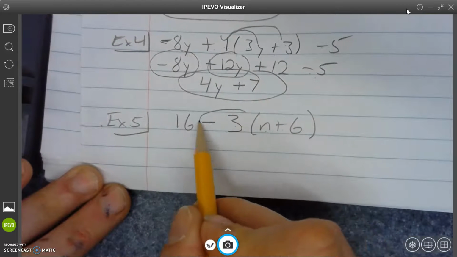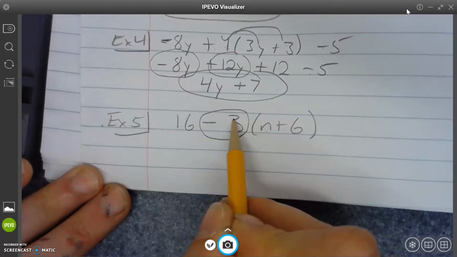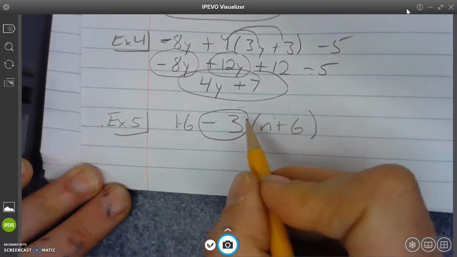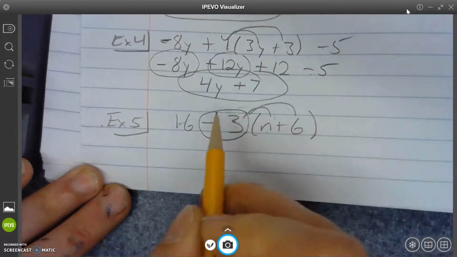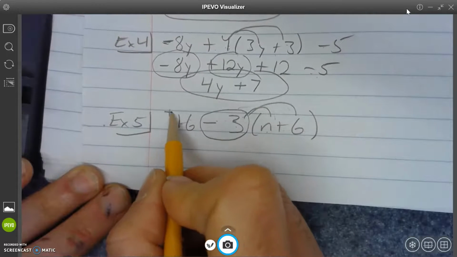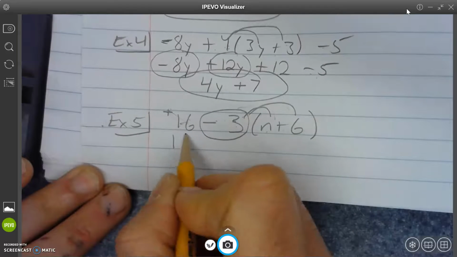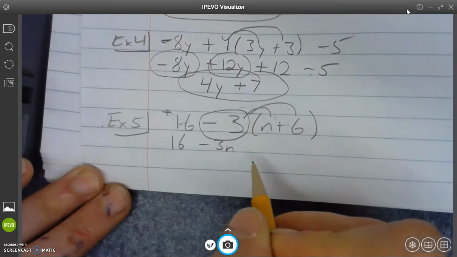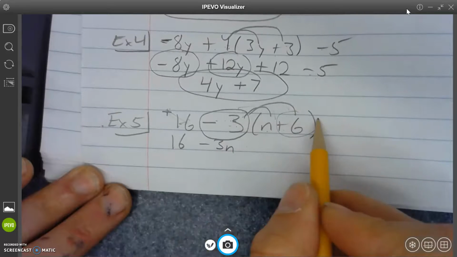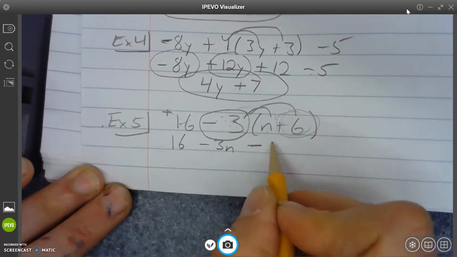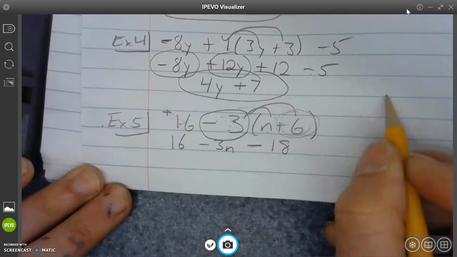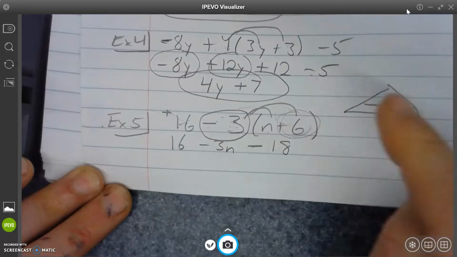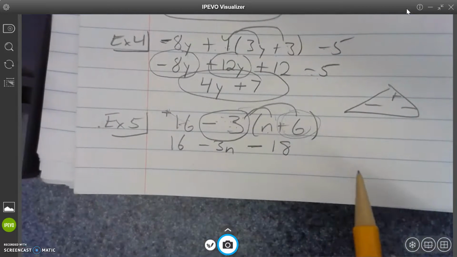So the key thing with this is you have to distribute the negative 3, not really just 3. And we don't subtract those first. We always do multiplication first in PEMDAS. So this is a positive 16. There's not a positive there, that's implied. The 16 is just there. Negative 3 times n is negative 3n. Negative 3 times 6 is negative 18. A negative times a positive is a negative. There we go. Okay.